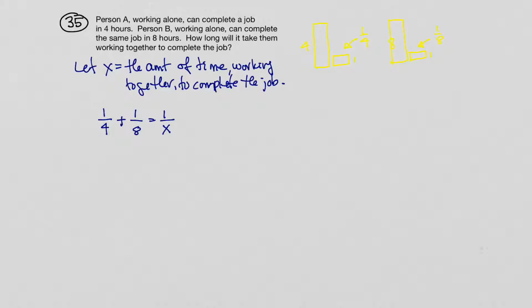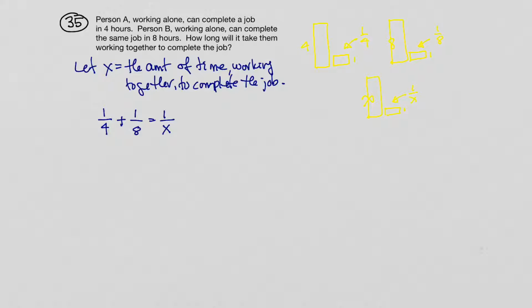Let's just track over what we did here. In 1 hour, person A contributes 1/4 of the job. In 1 hour, B contributes 1/8 of the job. Now it takes x hours altogether. So if we look at it all together here, it takes x hours to do the entire job. So in 1 hour, together, like blended as one person, they can do 1/x of the job. So 1/4 plus 1/8 of the job is 1/x.